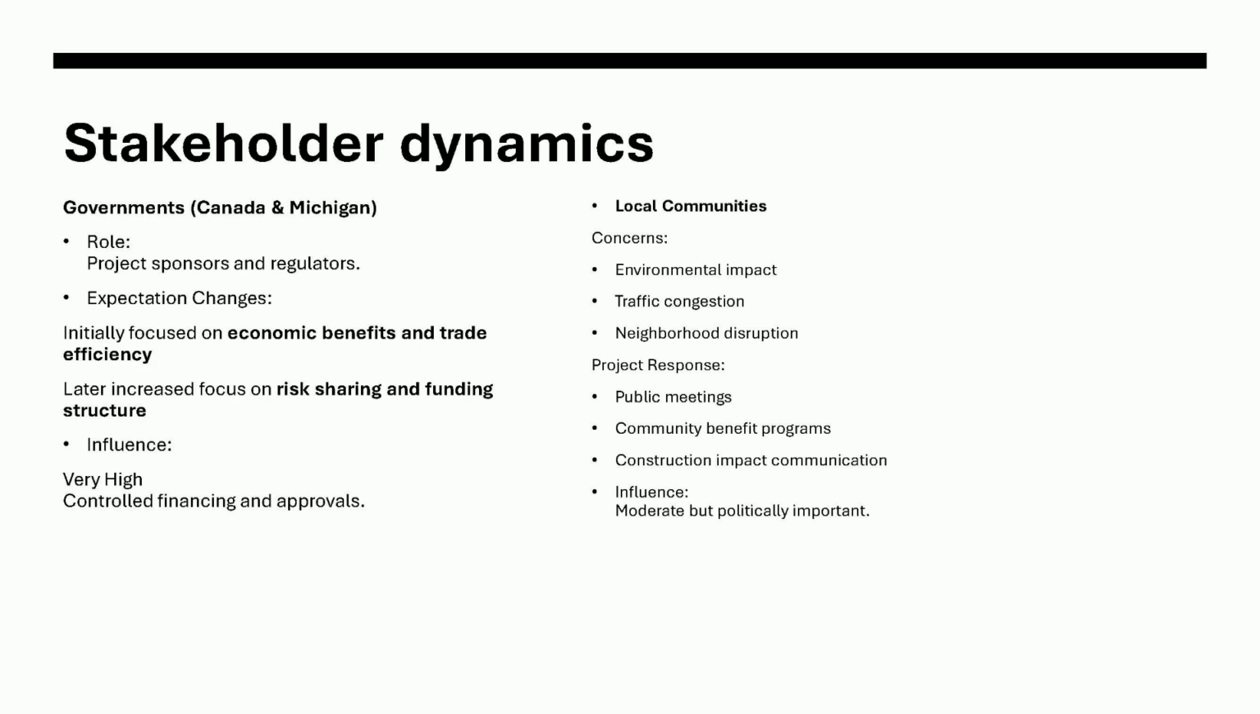Here, we break down the main stakeholders, starting with the governments of Canada and Michigan. Their role was as sponsors and regulators. They oversaw everything from funding to approvals. Initially, their focus was on economic benefits and improving trade efficiency in the Windsor-Detroit corridor, which handles nearly 30% of Canada-US truck trade. But as the project progressed, their expectations shifted to emphasize risk sharing and a solid funding structure, especially given the cross-border nature of the 2012 crossing agreement that outlined joint ownership and toll collection on the Canadian side.